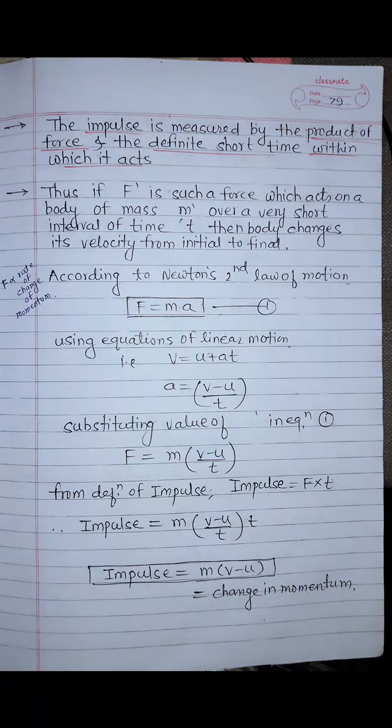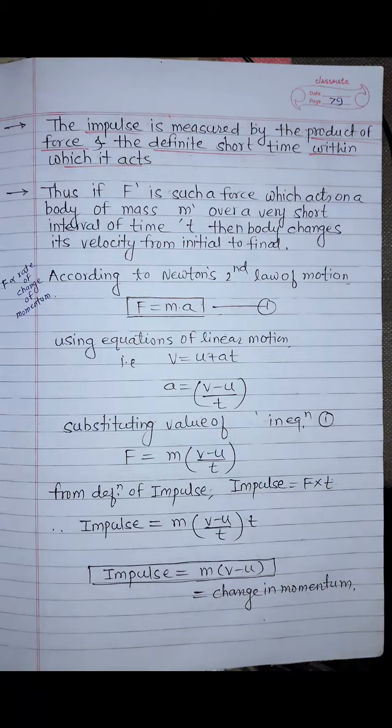Now using the equation of linear motion, v is equal to u plus at, that is final velocity is equal to initial velocity plus acceleration into time. Now this equation can be written in the form of acceleration. So we can write a is equal to (v minus u) upon t, that is final velocity minus initial velocity upon time. Now substitute this value of a into equation 1, that is F is equal to ma. So we will get F is equal to m into (v minus u upon t).